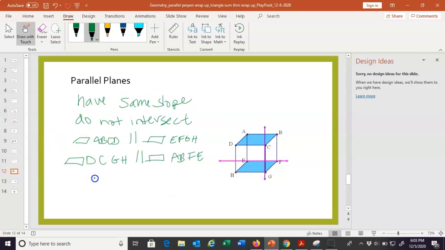That's pretty cool. All right, so going with this orientation, the very last set of parallel planes would be what? Let's see, we did the top and bottom, we did the front and back. So then it would be the 2 sides, right? ADHE and BCGF.